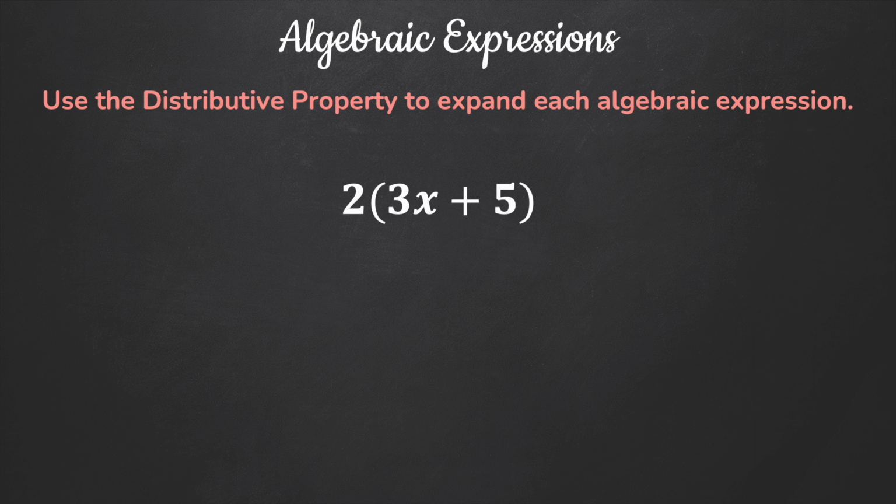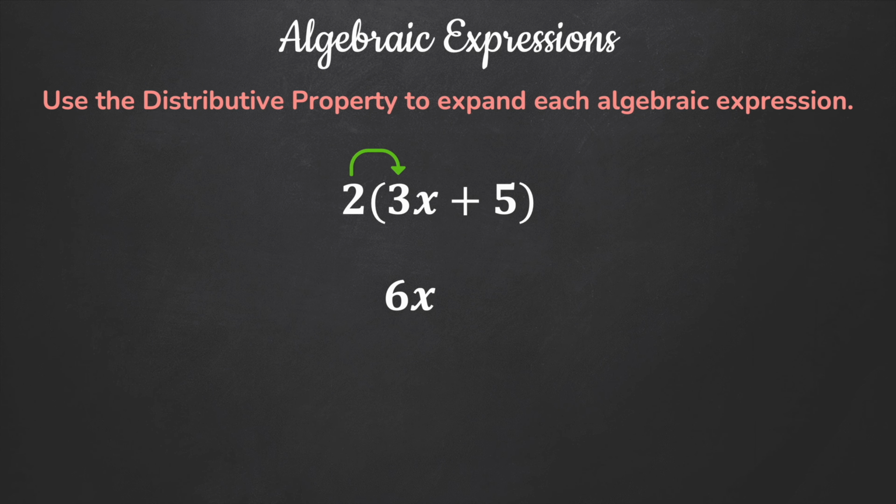So here we have 2 times, and then in parentheses, 3x plus 5. And what we're going to do is take the 2 and multiply it by all the terms inside the parentheses. To start us off, we're going to do 2 times 3x. So an easy way to look at this is we could multiply 2 times the coefficient of 3x. So 2 times 3 is equal to 6, and then that would be 6x.